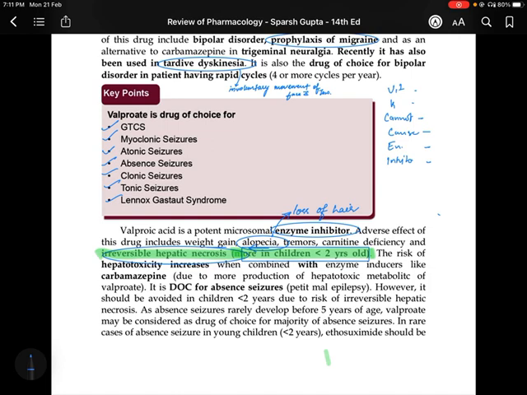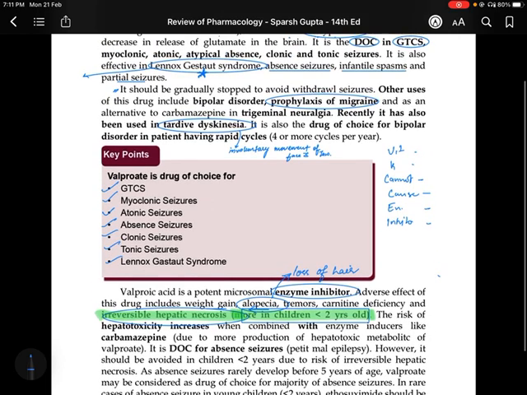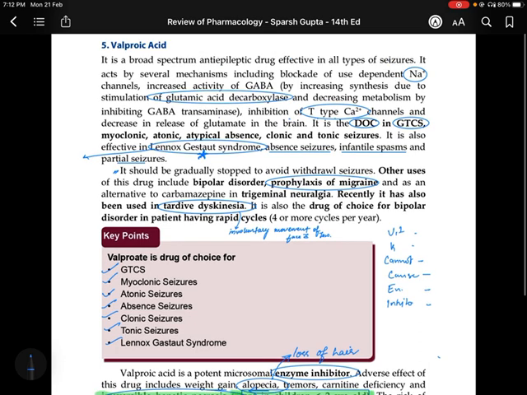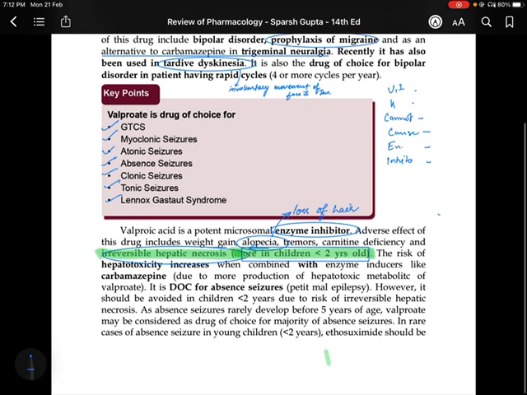If we are combining valproic acid, although it is given as an alternative to carbamazepine in trigeminal neuralgia, it is not given with carbamazepine, but it is given as a substitute. And it cannot be given with enzyme inducers when hepatotoxicity is there due to production of hepatotoxic metabolite of valproate.